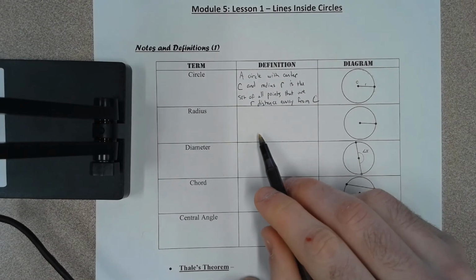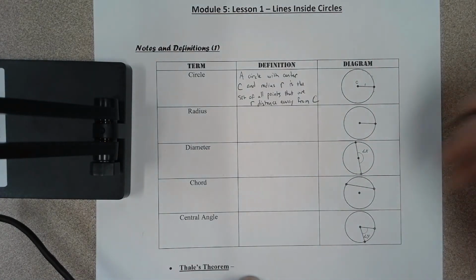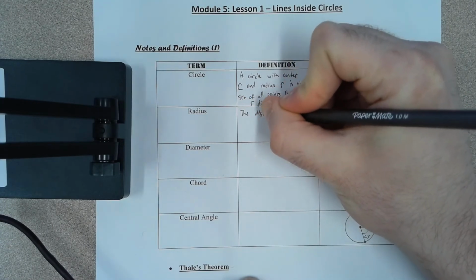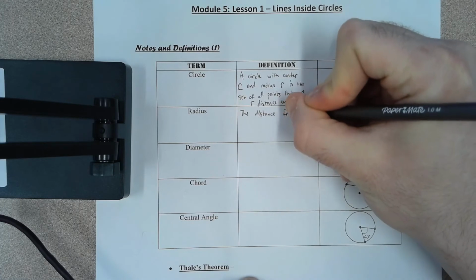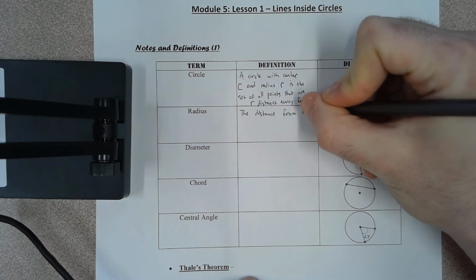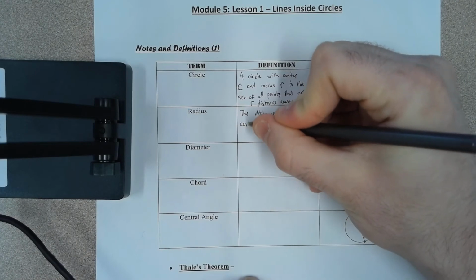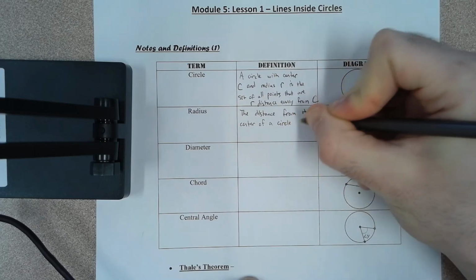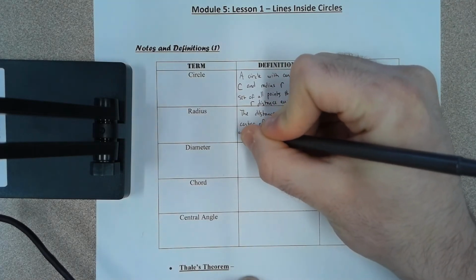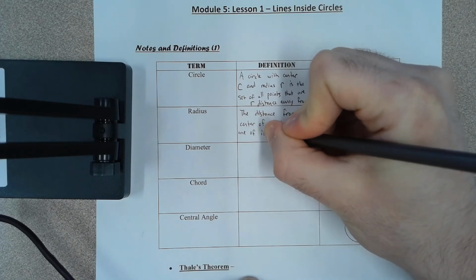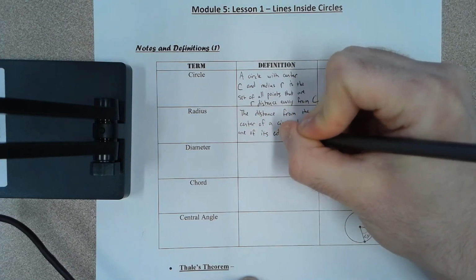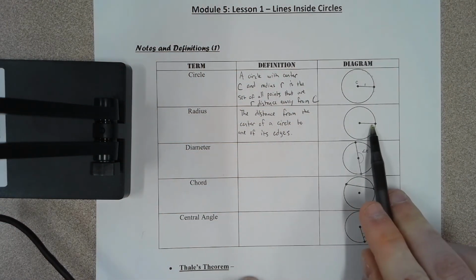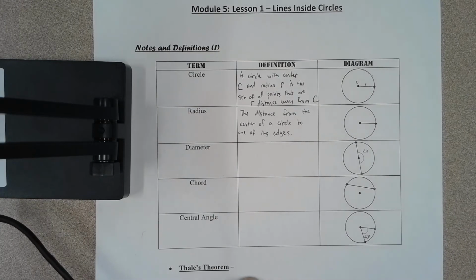Okay? Radius is the distance from the center of a circle to one of its edges. You can see that right here. The radius goes halfway across the circle, not the entire way, just halfway.